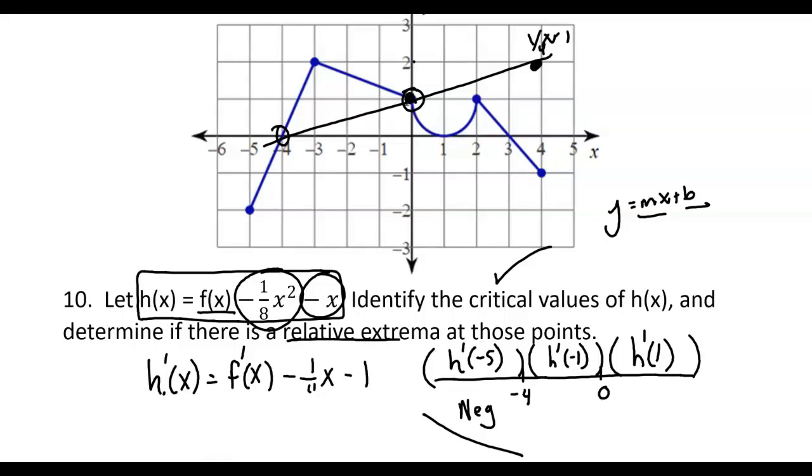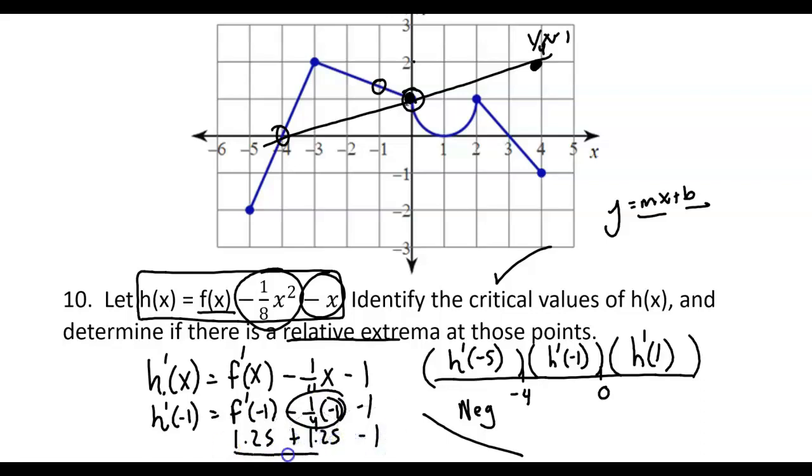Next one, h prime of -1. All right, f prime of -1 is up here now. I don't really know what that is, but we can estimate it. It doesn't look like 1.5, so I'm going to guess maybe like 1.25. Multiplying this is going to be a positive 1.25. And I can already tell this is going to be bigger than 1, so if we subtract it, we're going to end up with a positive. So I end up with a positive value there.